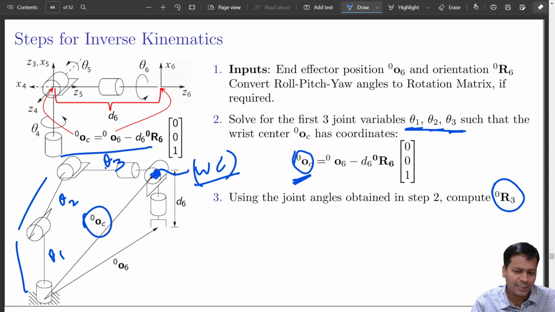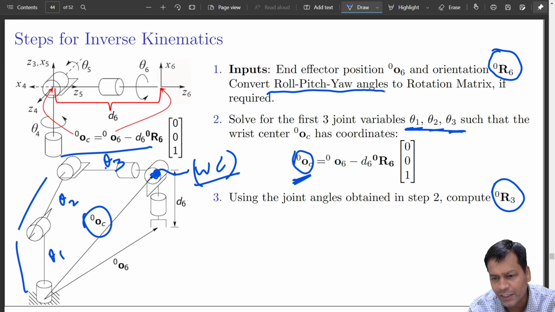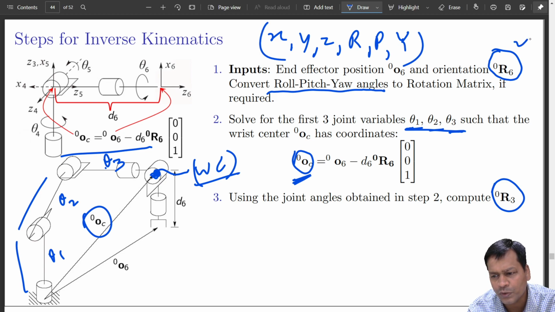Now what is remaining is theta 4, 5, 6. That is theta 4, this is theta 5 and theta 6. That we can do later on. First, don't get into that. Just let me finish this first. So now you know the end effector orientation using the roll pitch yaw angles that are given. You know x, y, z and roll pitch yaw is given. So you now know 0R6. The orientation of this point is known.